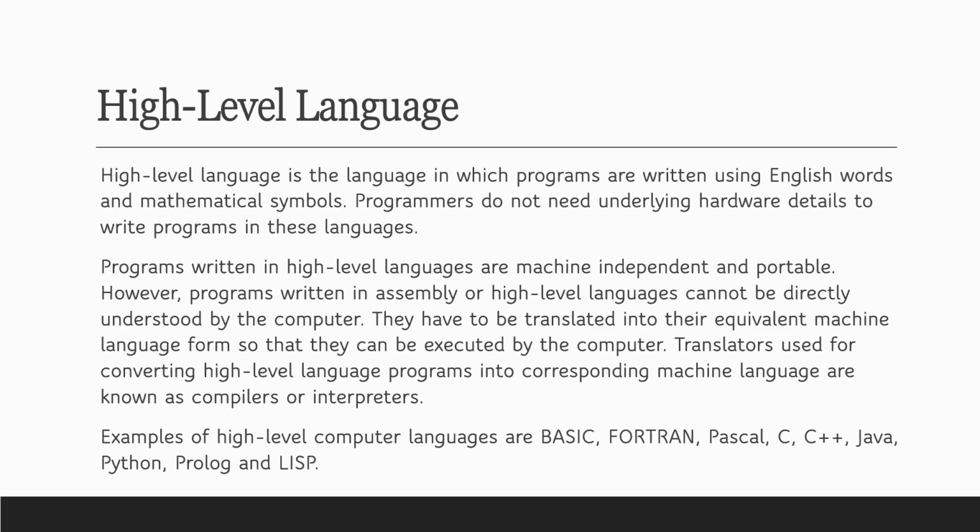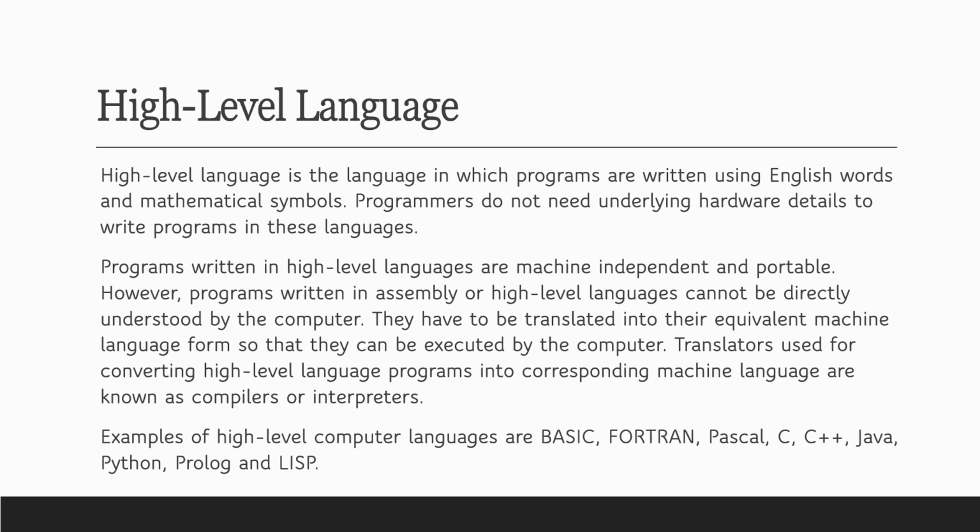The best part is that programmers don't need to know the tiny details of the computer's hardware. High level languages are machine independent, which means the same program can run on different computers without any changes. That's why we call them portable. But here is the catch: the computer still doesn't understand the high level instructions directly. They must be translated into machine language with the help of special translators called compilers or interpreters.